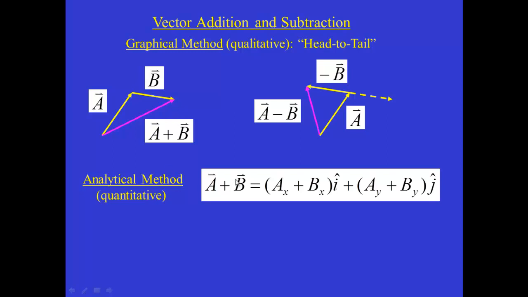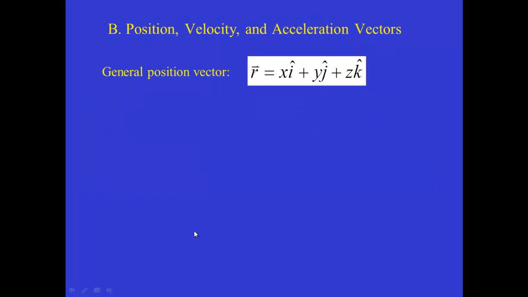If we wanted to add the two vectors quantitatively, we would realize that the vector A is Ax i hat plus Ay j hat, and the vector B is Bx i hat plus By j hat. So if we just substitute for both of those and simplify, we'll see that there are two terms in the i hat direction, and then there are two terms in the j hat direction. And it's as simple as that. If I know the components of A and B along x and along y, I just add them up and I get my answer.